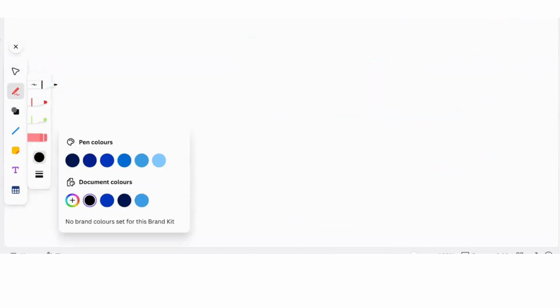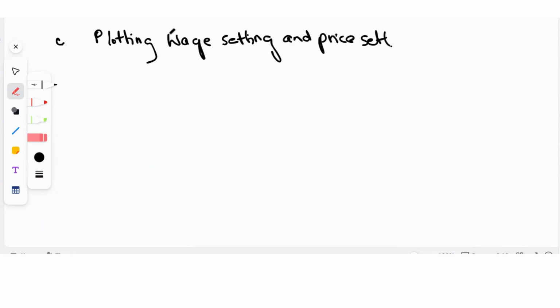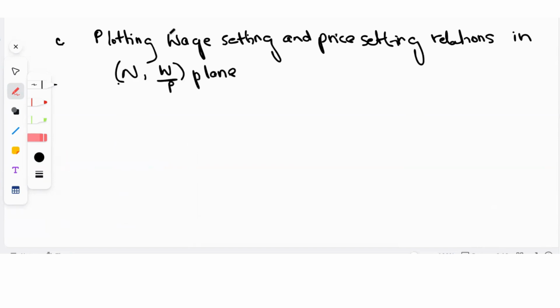Okay, so basically what we want to do is part C, where we want to plot the wage setting and price setting relations in N, W by P. Right, so now instead of u, we want N over here.